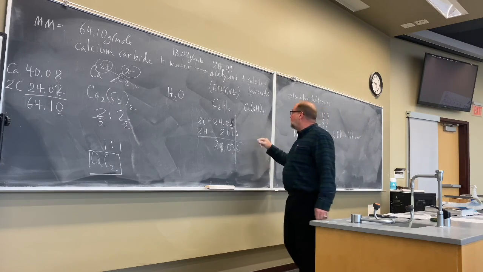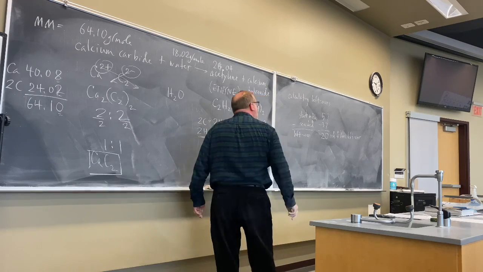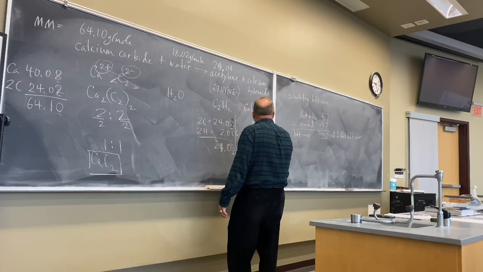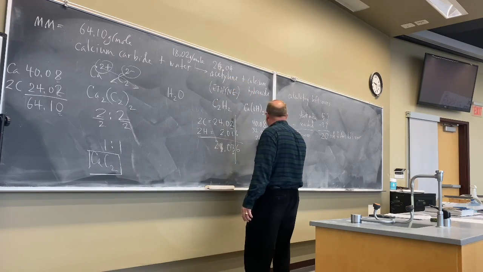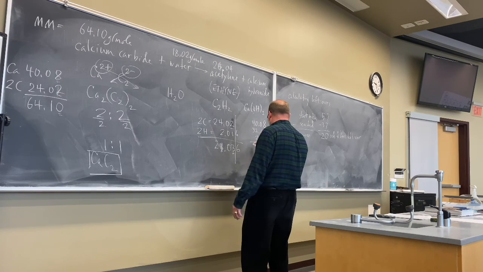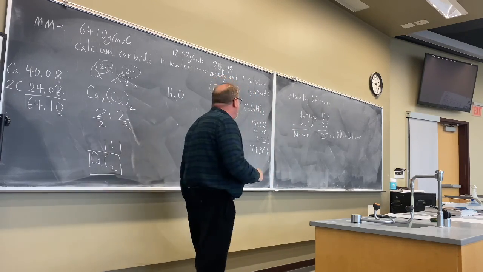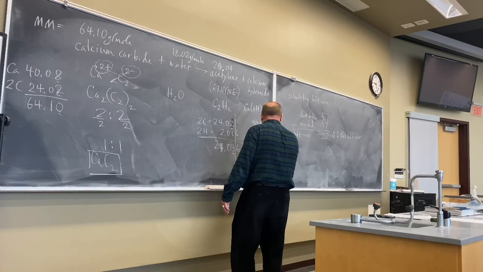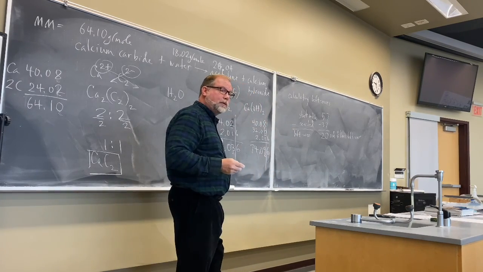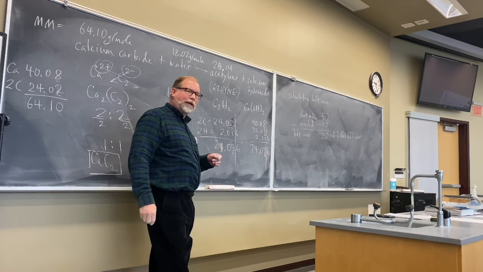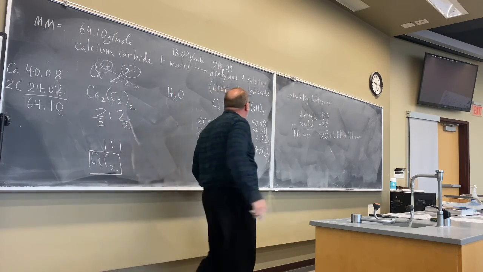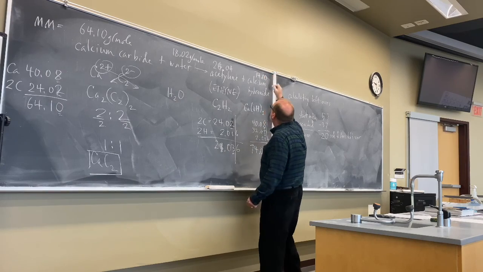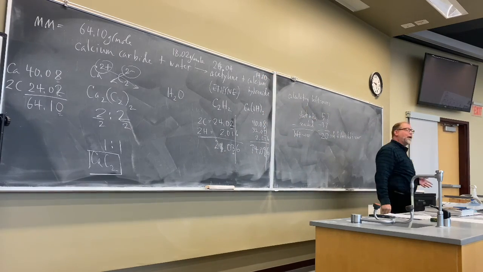And then finally for calcium hydroxide, calcium is 40.08. Two oxygens, 16 times 2, 32.00. Two hydrogens, 2.016. And so when I do this, I get 74.096. This answer is going to be reported to the hundredths place. So how would I report 74.096? 74.10. Yes, ma'am. All right. So, we have our molar masses.